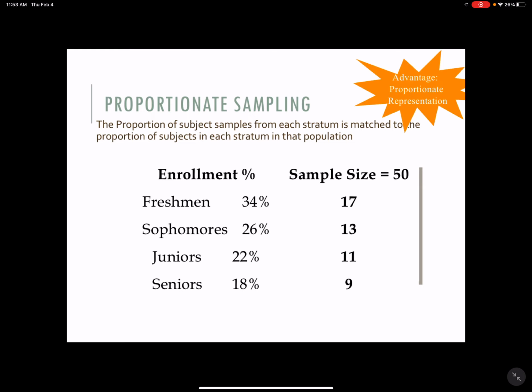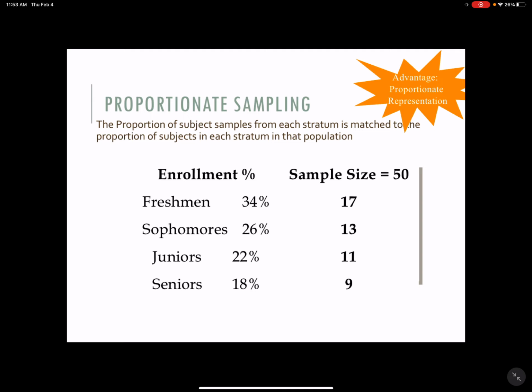Each stratum in the population is represented at the same percentage in the sample as it is in the population. And the advantage, which I gave to you early, spoiled the surprise for this slide, is that we've got proportionate representation of each group in my sample. And that can be very, very helpful for some questions.